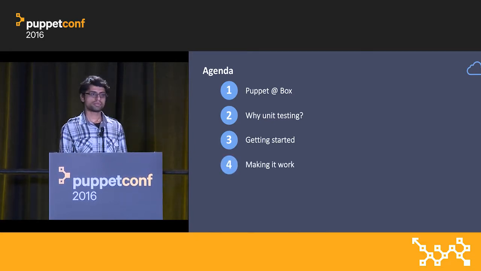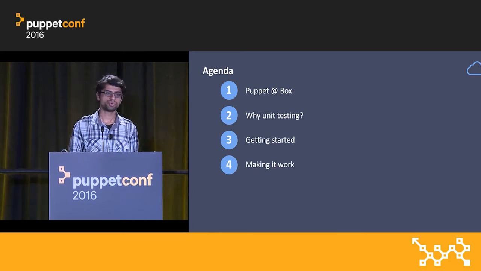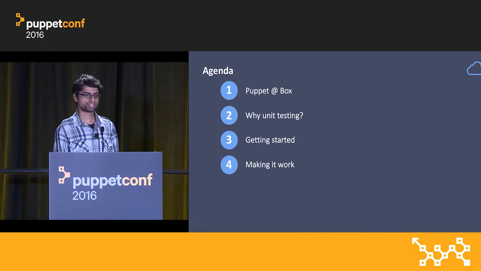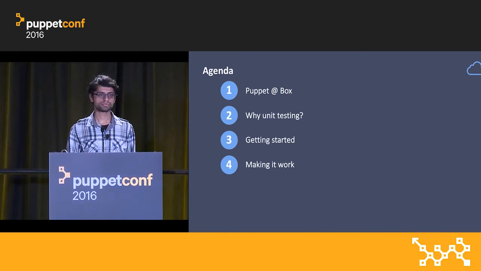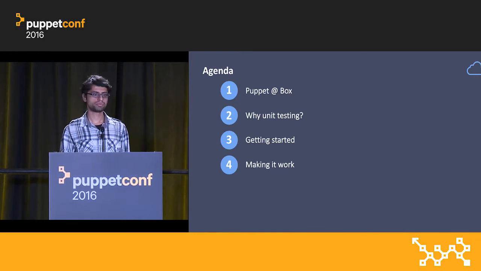After that, we'll discuss some of the challenges and problems we ran into when trying to make RSpec Puppet work with our Puppet monolith. We'll also share the solutions that we came up with to solve those problems. If you have a monolith with a lot of spaghetti code, it'll make it much easier for you to get started with Puppet unit testing.